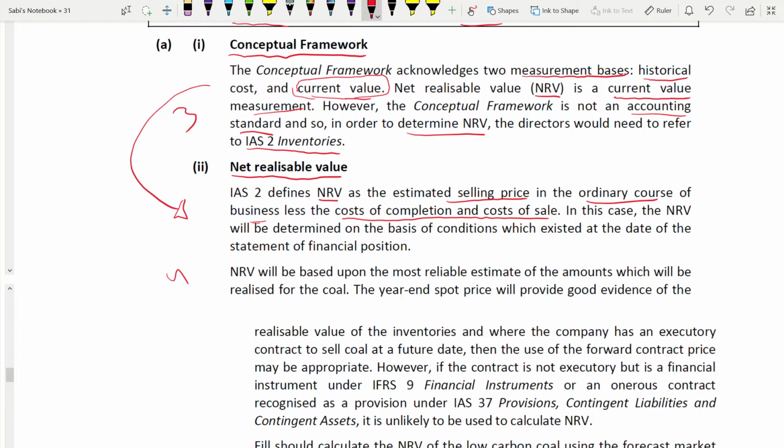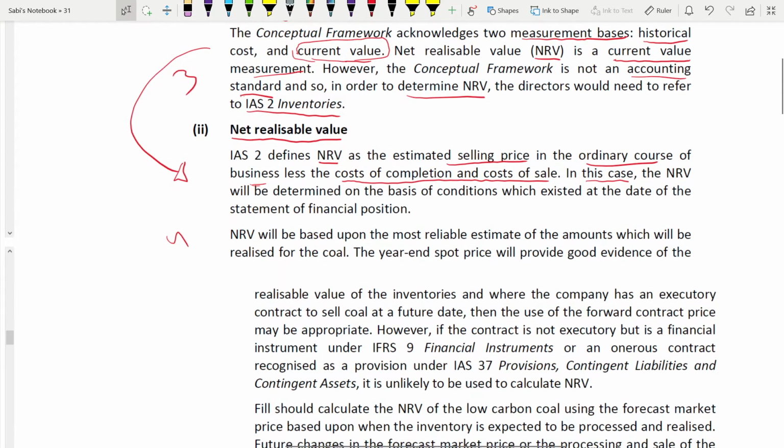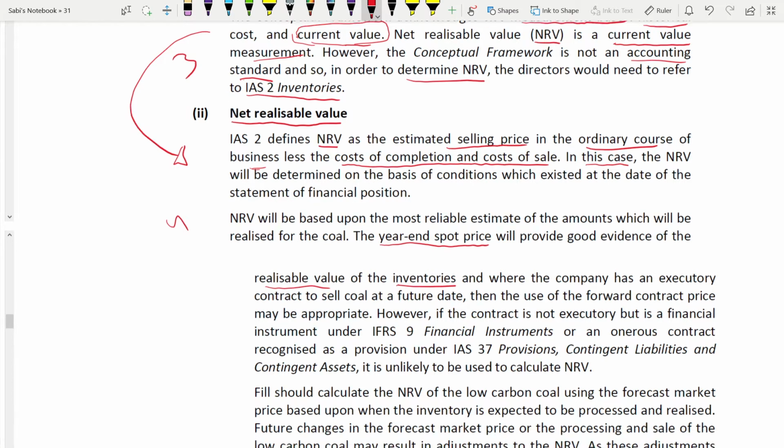Okay, so in this case, that means you are always bringing it back to the case. In this case, the net realizable value will be determined on the basis of conditions which existed at the date of the statement of financial position, at what condition it was. So net realizable value will be based upon the most reliable estimate of the amounts which will be realized for the coal. The year-end spot price will provide good evidence of the realizable value of the inventories. Okay, did you see that?